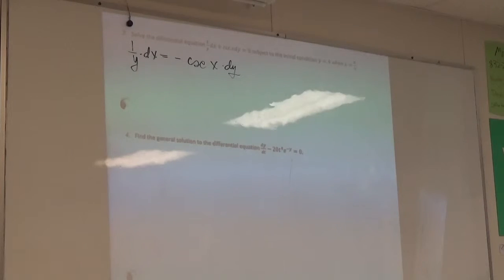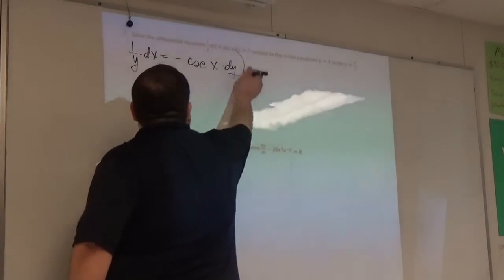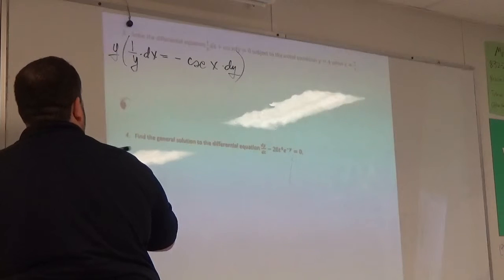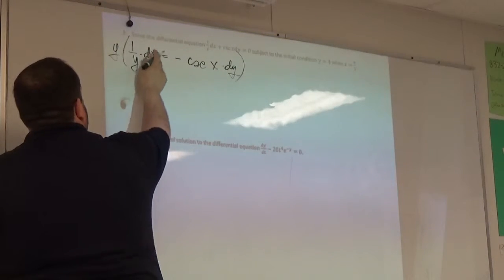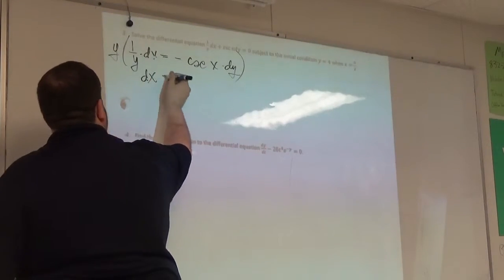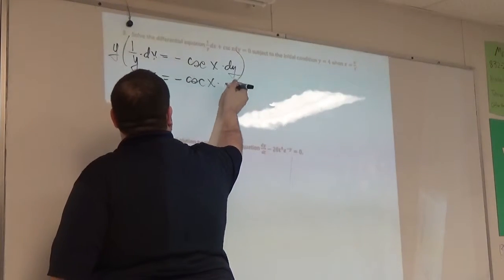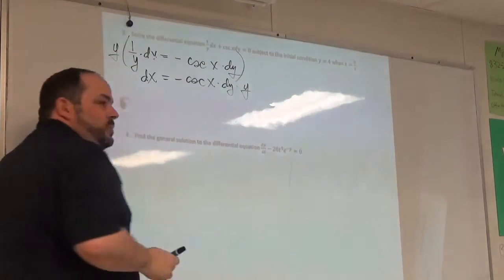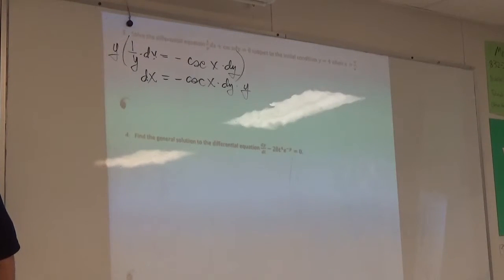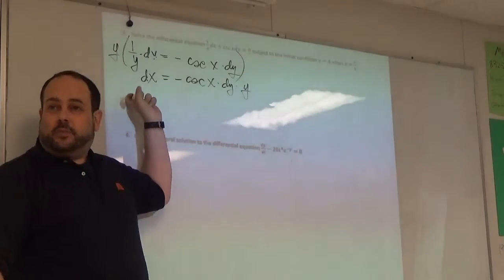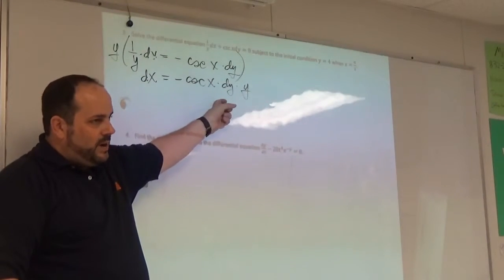Now, I say you multiply everything on that side by y. Okay, is that legal? Yeah. Right. You may not all decide to go about this the same way, that's okay, but y times 1 over y dx is just dx. Negative cosecant of x dy times y. If this is separable, big if here, then I need all the x's and the dx's on one side, and all the y's and the dy's on the other.